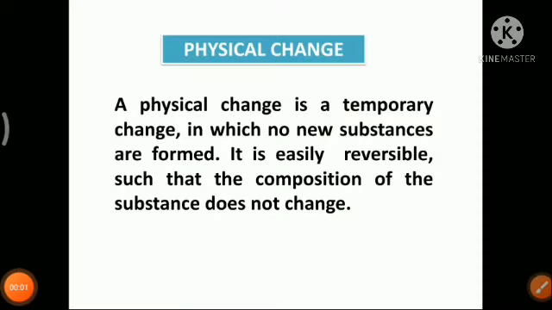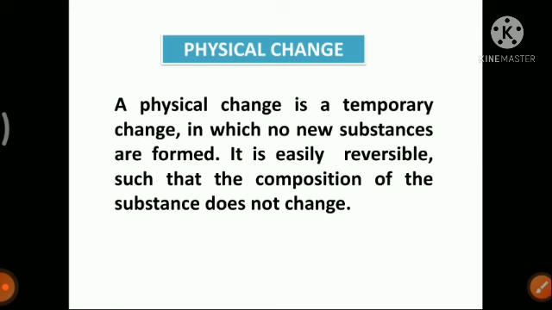Hello students. So in our previous classes we were looking at chapter number 6 of the NCERT book of class 7, that is physical and chemical changes. We were at the beginning, and today we will be looking at what is physical change.